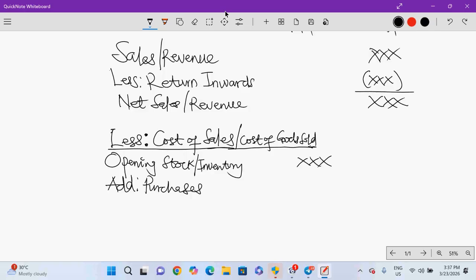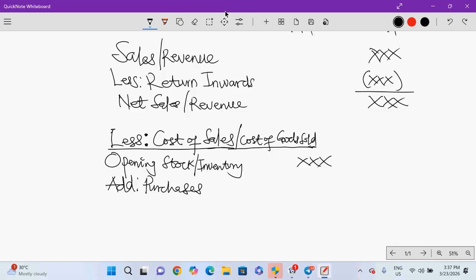Add purchases, because this opening will maybe not even get to 3 months in 2026. Then you will sell them. So we need to buy more stock inventory so that we will not run out of inventory. So we need to go and buy more.